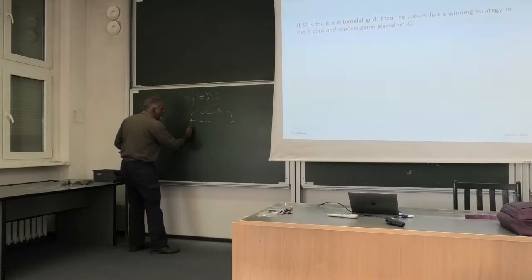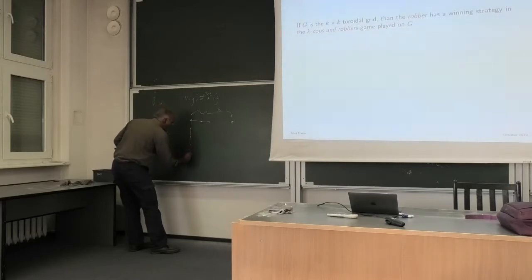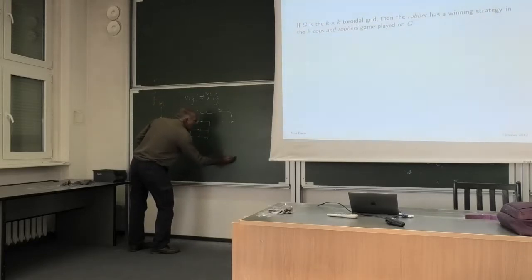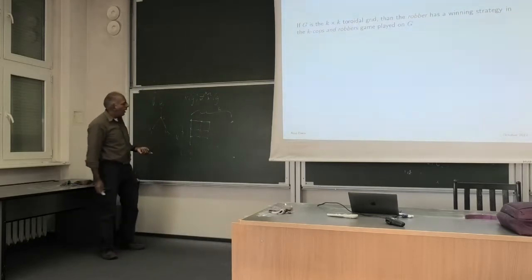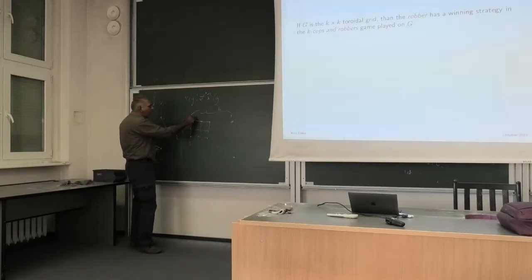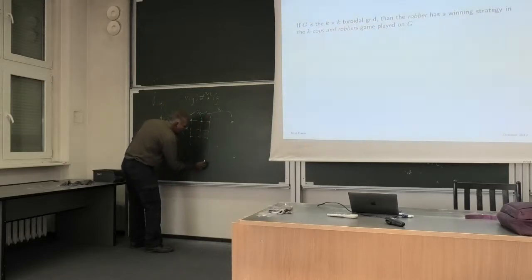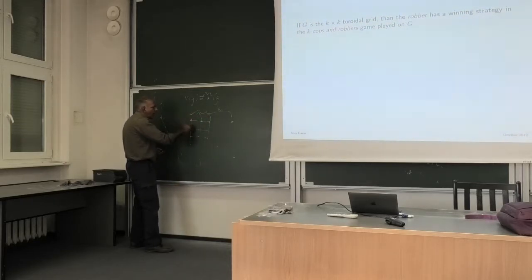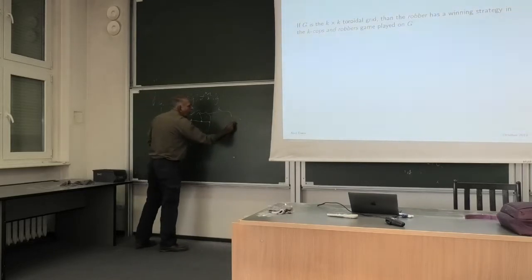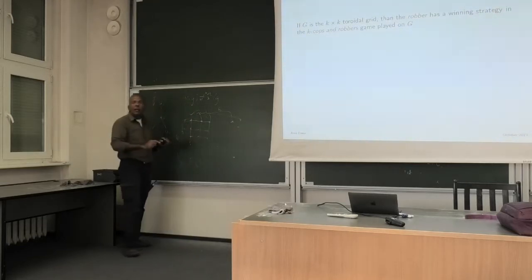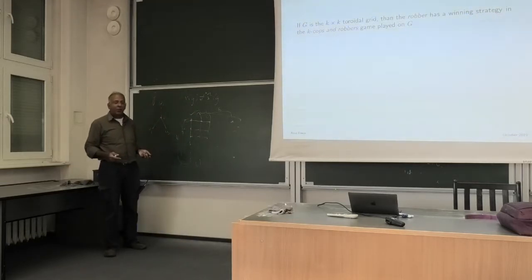K vertices this way, K vertices this way in a grid pattern. But why toroidal? Well, I'm going to make this a regular graph by also wrapping it around in both directions, right? So think of it as embedded on a torus. That's why I call it toroidal grid.